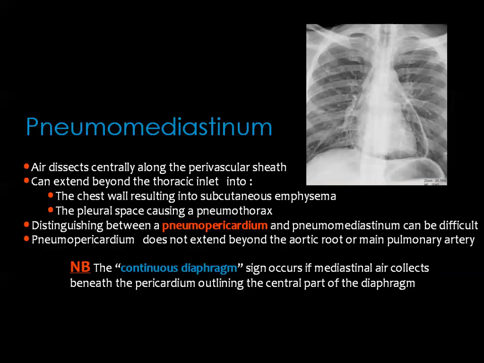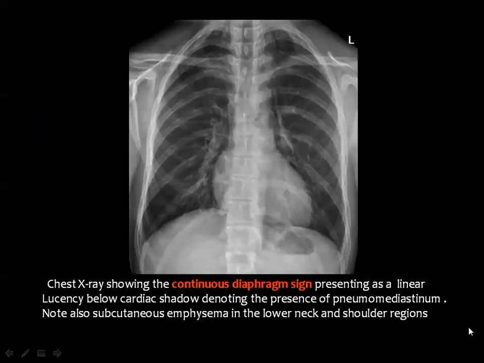Then, pneumomediastinum should be differentiated from pneumopericardium, since pneumopericardium cannot extend beyond the aortic contour, but pneumomediastinum can extend even into the neck, and also you can appreciate the continuous diaphragm sign. And here one of the best signs is the presence of air tracking in the soft tissues of the neck.